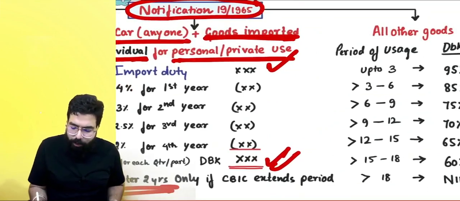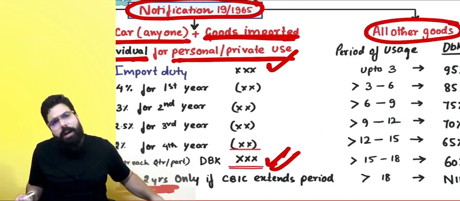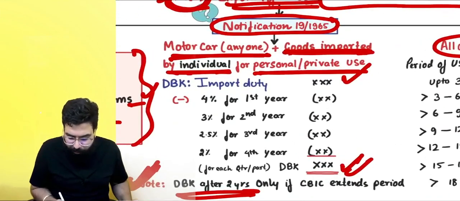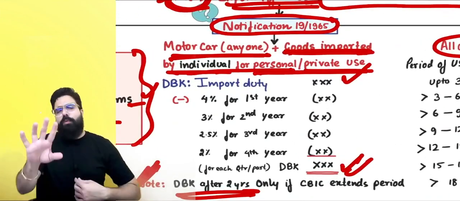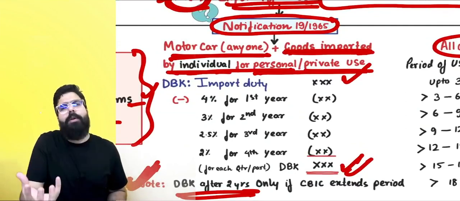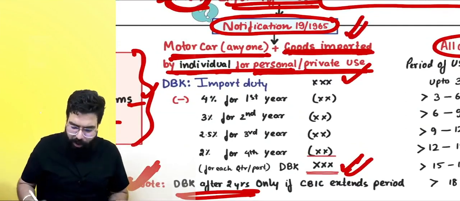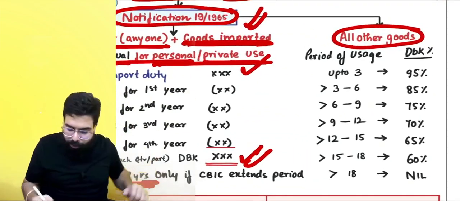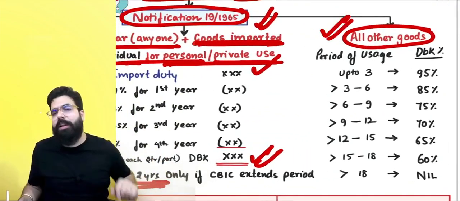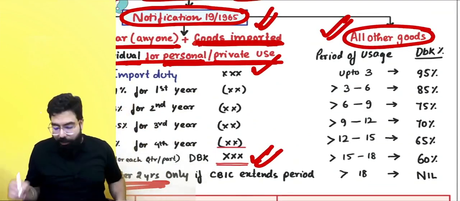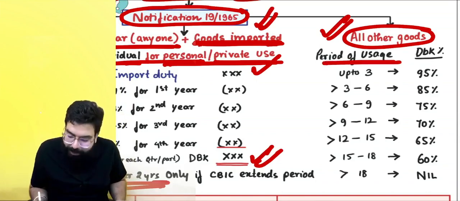Sir, if all other goods means motor car, and if goods are not imported by an individual for personal or private use. For example, I imported a projector for my private use. I am an individual for my private use, then I will fall in criteria number 2. But if I imported a projector for my office use, then I will fall in all other goods, which is the third criteria, where they have directly told the DBK percentage based on your period of usage.